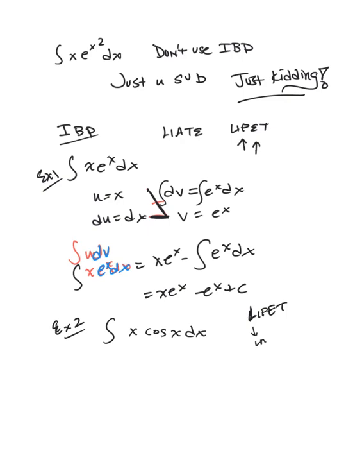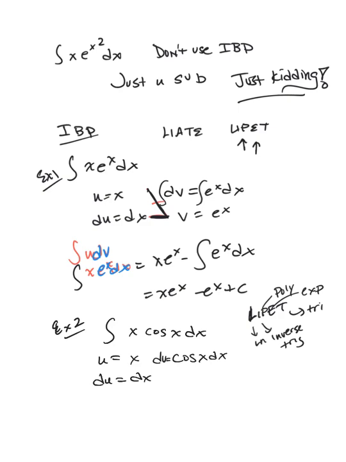So L is ln, I is inverse trig, P polynomial, E exponential, T trig. So trig is last. So your u is going to equal x, the polynomial function. du is dx. The cos x dx is the dv. So v equals the integral of this, which is sine x plus c, of course, but don't worry about that.